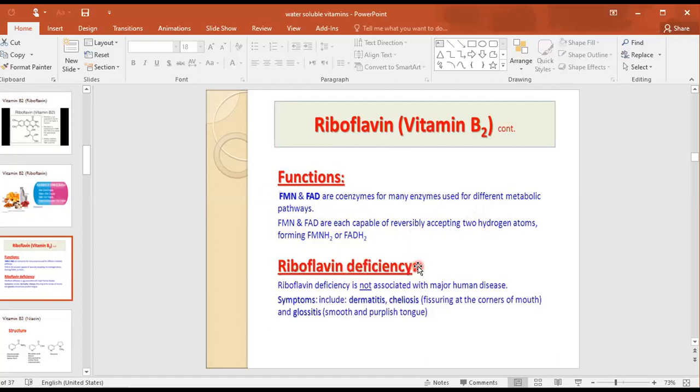Riboflavin deficiency results in symptoms like dermatitis, which is inflammation of the skin, cheilosis, which is fissuring of the corners of the mouth, and glossitis, which is a smooth and purple, inflamed tongue.